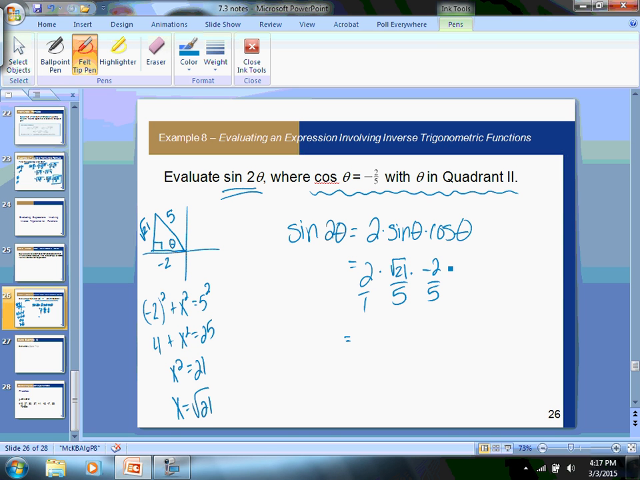So then I'm going to multiply across the numerator. I'll have negative 4 square root 21, and across the denominator, 25. And I can't reduce that anymore. So again, this one isn't so bad because I get a nice exact numerical answer.